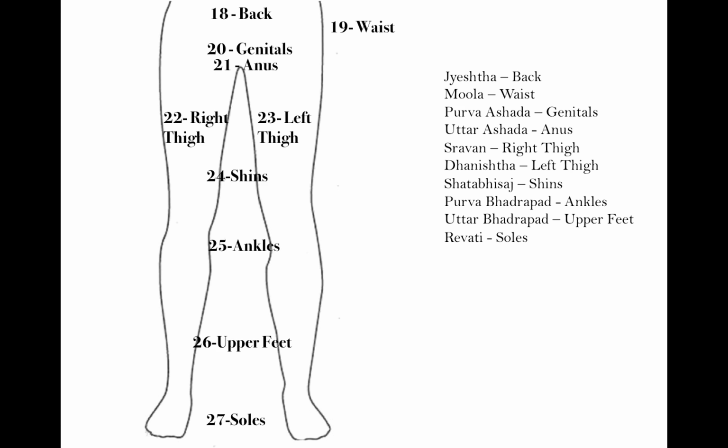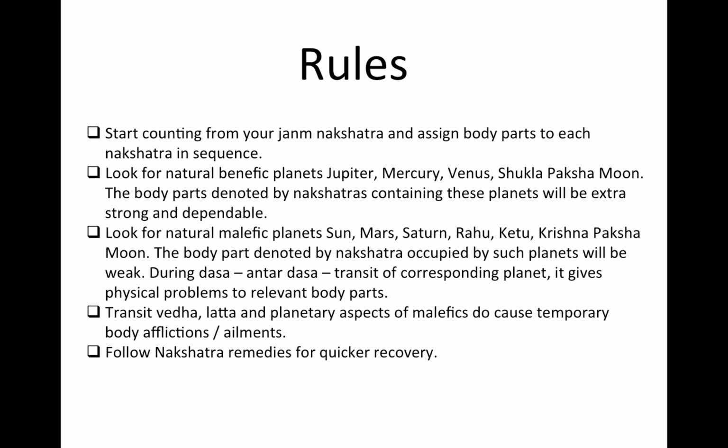Now we have to study these 27 nakshatras, their properties, and the planets that exist in the natal chart in these nakshatras, to find out if there is any ailment or defect in these body parts. In the rules, we start counting from our Janma nakshatra, for reference. Starting with your Janma nakshatra, you attribute each nakshatra from 1 to 27 to each body part as in the previous slides.